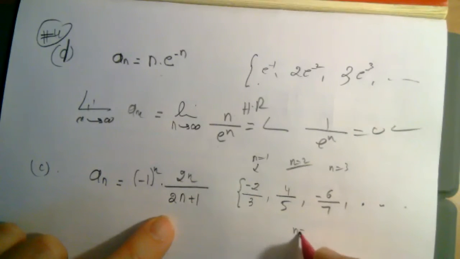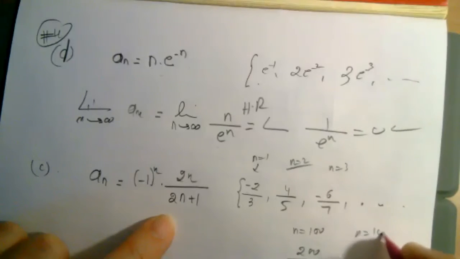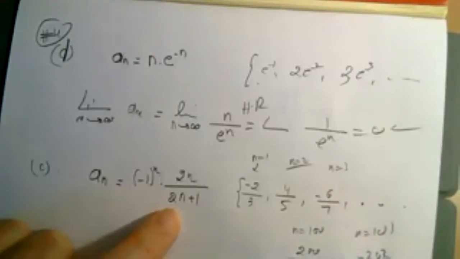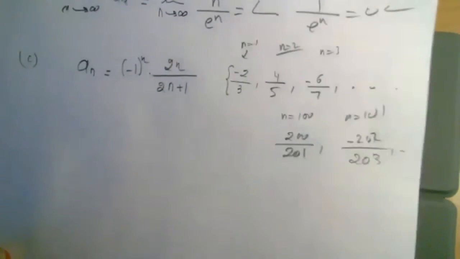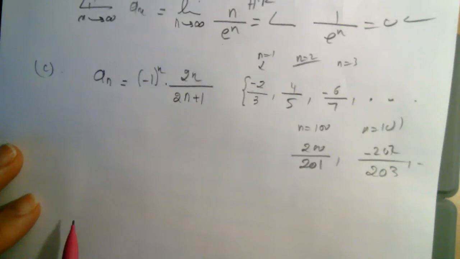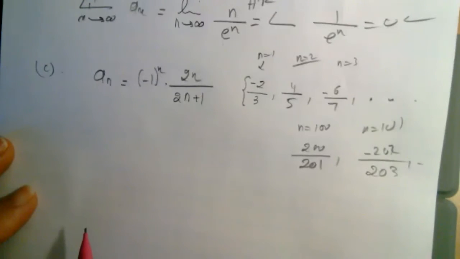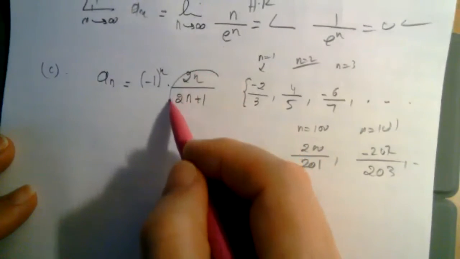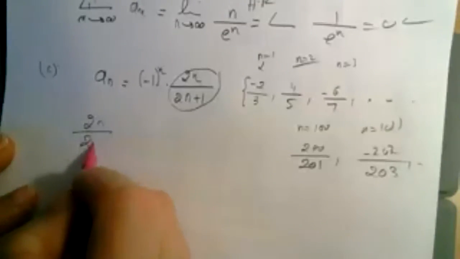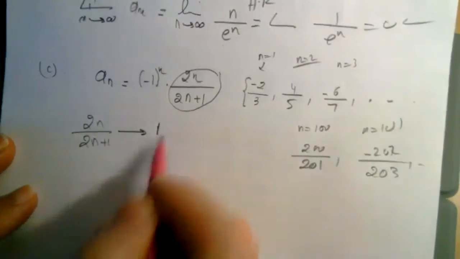So if n equals 100, for example, the term I'm looking at is 200 over 201. If n is 101, and I'm doing that on purpose, it's minus 202 over 203, etc. All right, so that's really what I am looking at. This is the list. So what is the limit? What's happening here? The limit does not exist. And why? Because those terms, ignoring the (-1)^n, become close to 1.